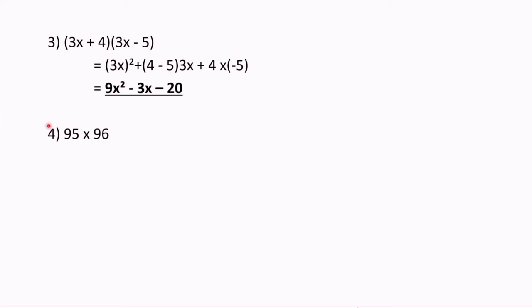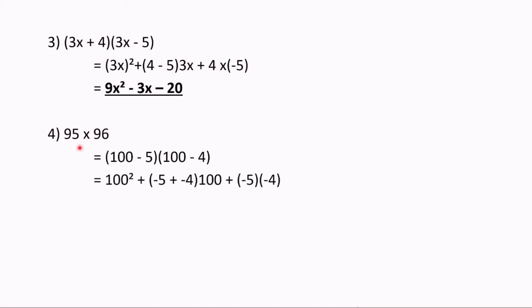Next, find the product of 95 into 96. Here also we can write it as 100 minus 5 into 100 minus 4. Here also it is in the form x plus a into x plus b, where a is minus 5 and b is minus 4, and in place of x, we are given 100. So it is 100 square plus minus 5 plus minus 4 into 100, plus minus 5 into minus 4. That is 10,000 minus 900 plus 20, which gives the answer 9,120. In this way, we can solve so many types of questions.